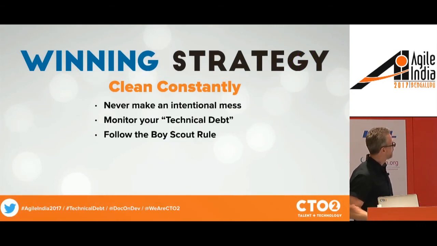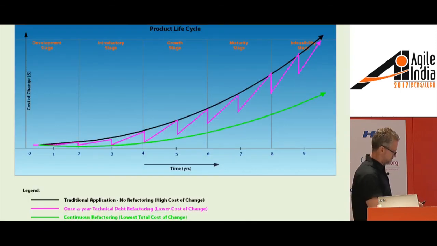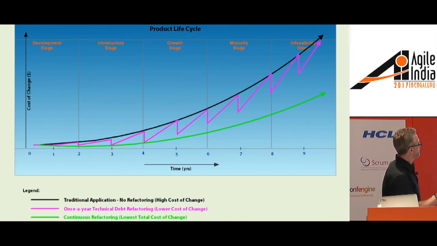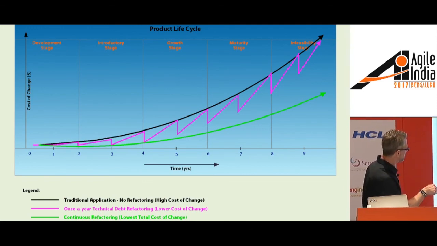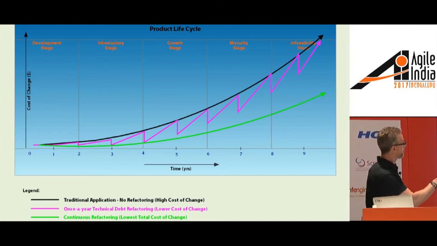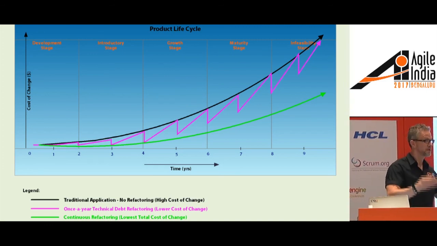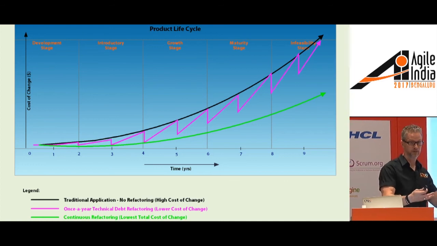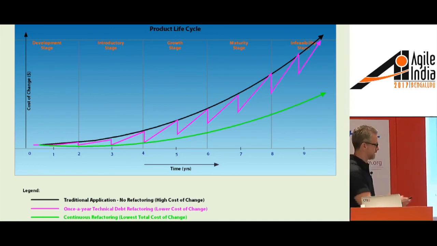The top line is no refactoring. We just thunder along. Now notice the curve of this line. On this scale, in another couple of years, this is pointed straight up. It is impossible to make changes to the code at that point. The cost is so high, you can't get anything done.